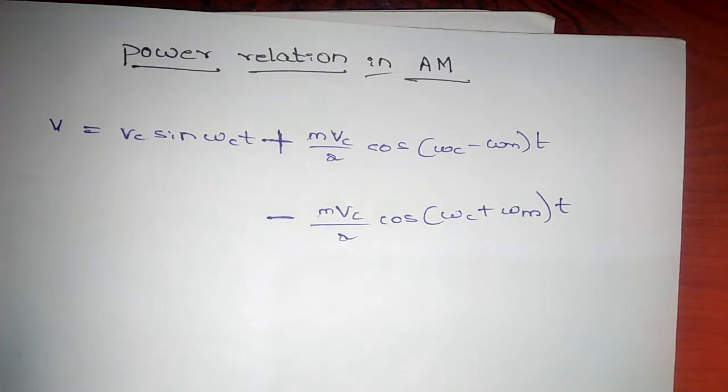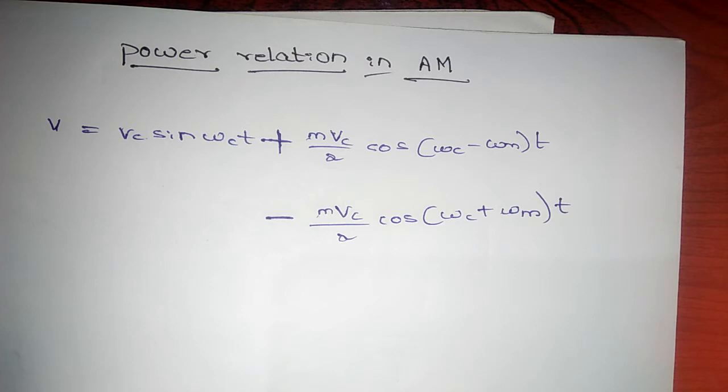Hello everyone, today in this video, let's learn about the power relation in AM. In the previous class, we discussed the time domain equation in AM. We got the equation as v = Vc sin ωct + (mVc/2) cos(ωc − ωm)t − (mVc/2) cos(ωc + ωm)t.